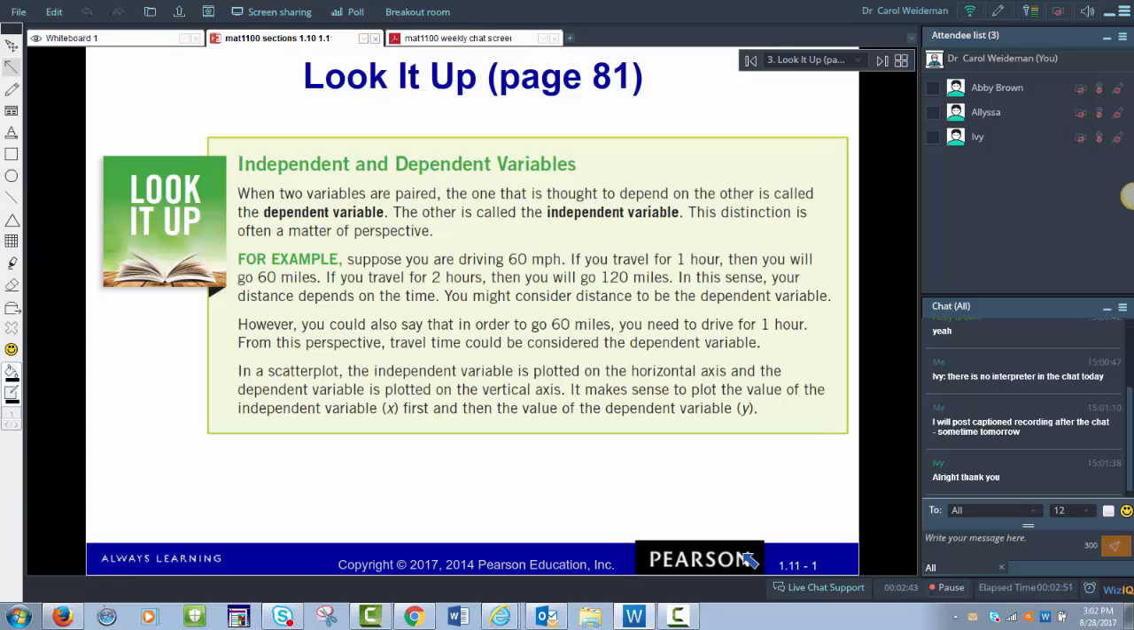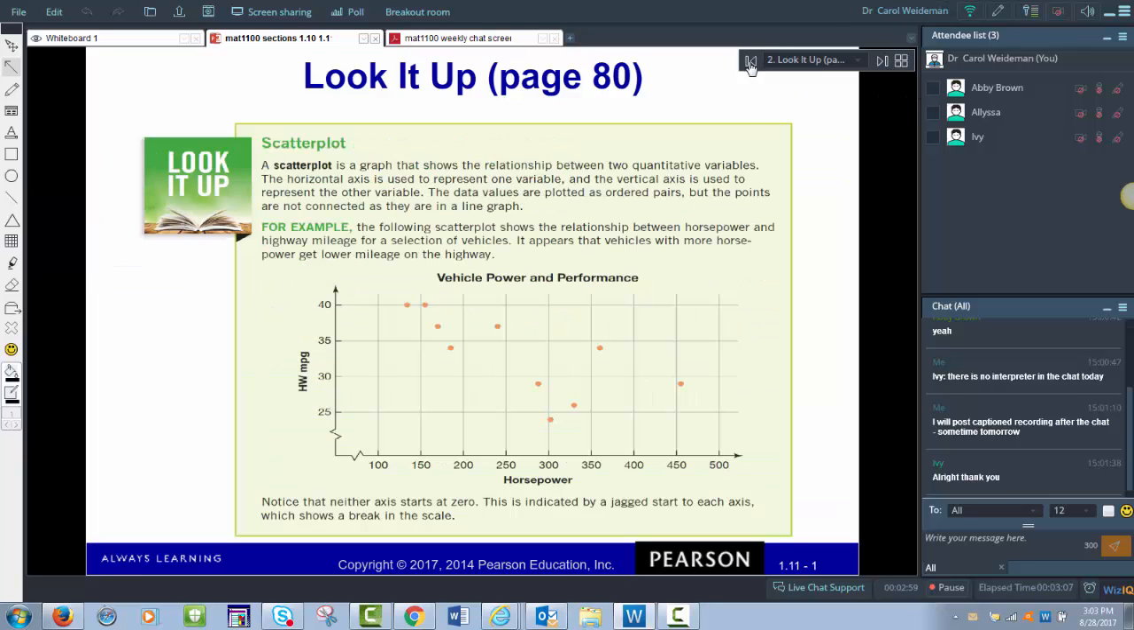So the stronger or the more powerful the engine is, the poorer the gas mileage. Again, here are the independent and dependent variables. The variables are paired. One is thought to depend on the other, and the one that depends on the other is called the dependent. The other is called the independent variable. In the scatter plot we just saw, horsepower was the independent and miles per gallon was the dependent variable.